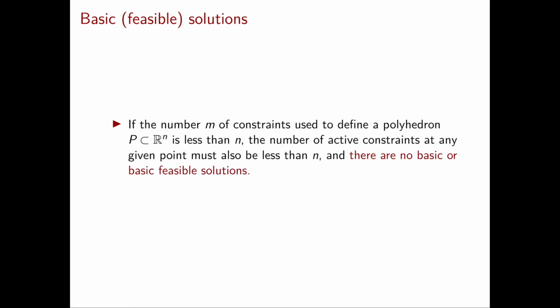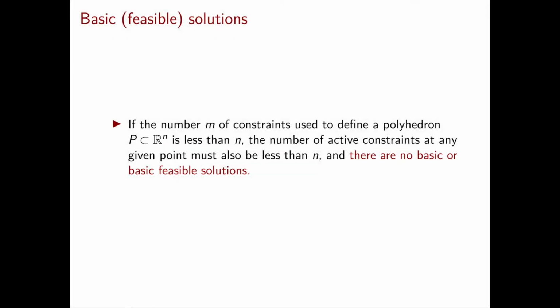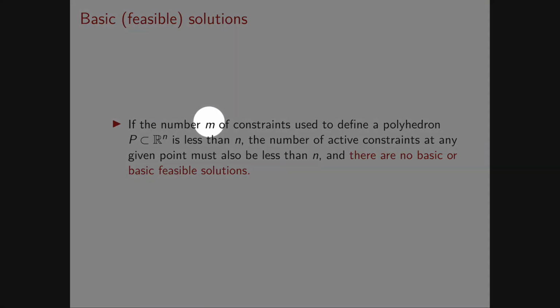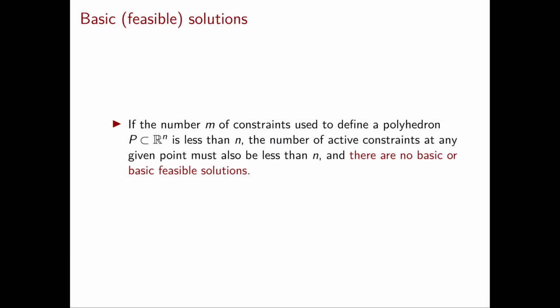One interesting observation is that if you are considering a polyhedron in Rn, which is defined by m constraints, and m is strictly smaller than n, then there can be no basic or basic feasible solution. Because for sure, the number of active constraints at any given point is smaller than the total number of constraints, which is then strictly smaller than n.